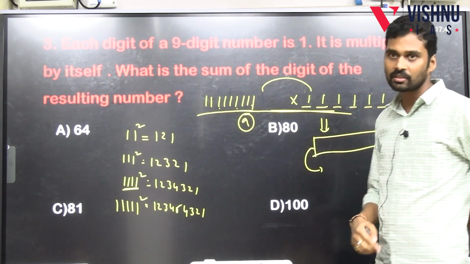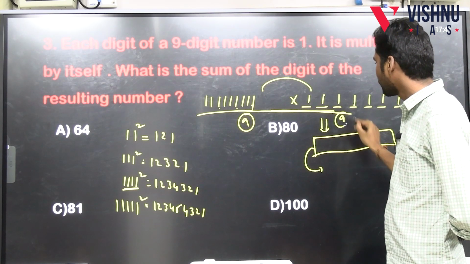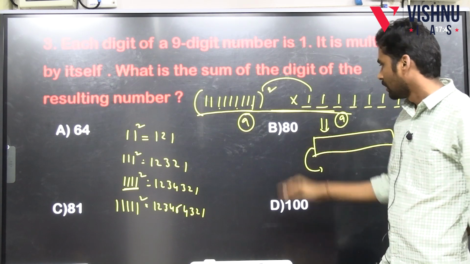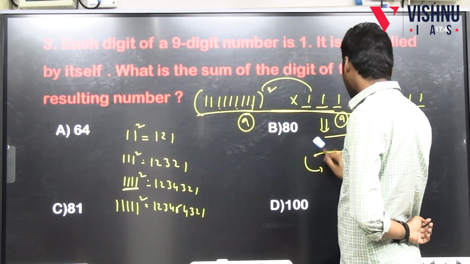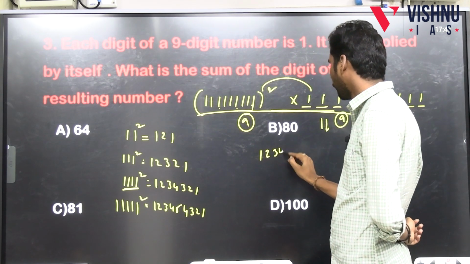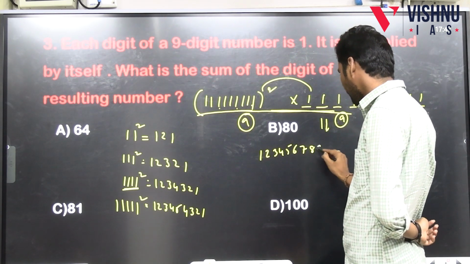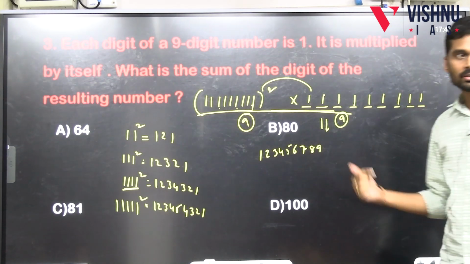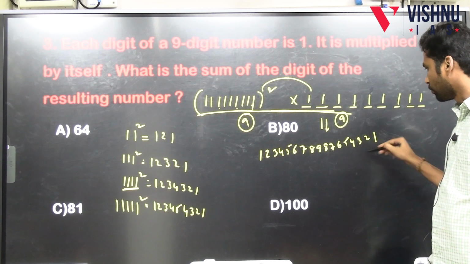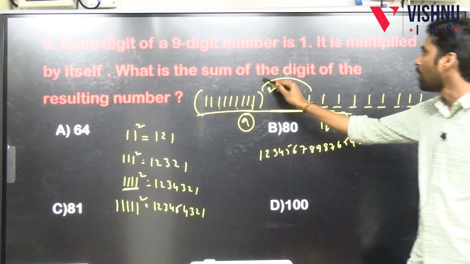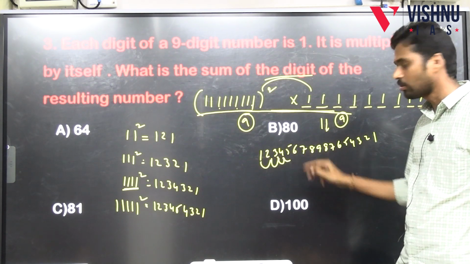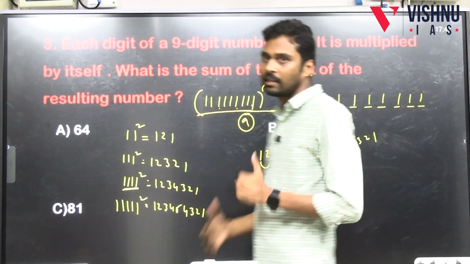All the digits are ones only. A 9-digit number is multiplied with the same 9-digit number, which is nothing but the whole square. Then the final value we write is 1, 2, 3, 4, 5, 6, 7, 8, 9, and from there onwards 8, 7, 6, 5, 4, 3, 2, 1. Now we need to find the sum of the digits. Sum of the digits means 1 plus 2 is 3, 3 plus 3 is 6, 6 plus 4, and likewise we need to add all the digits till the end.